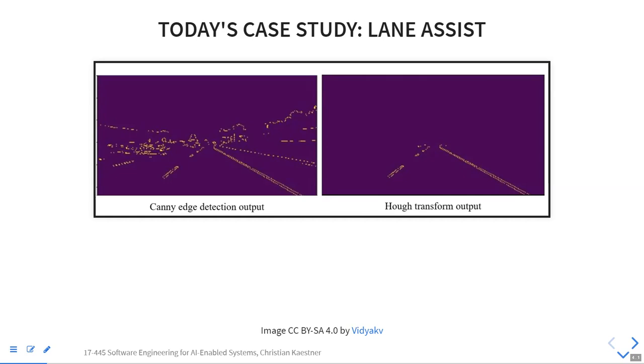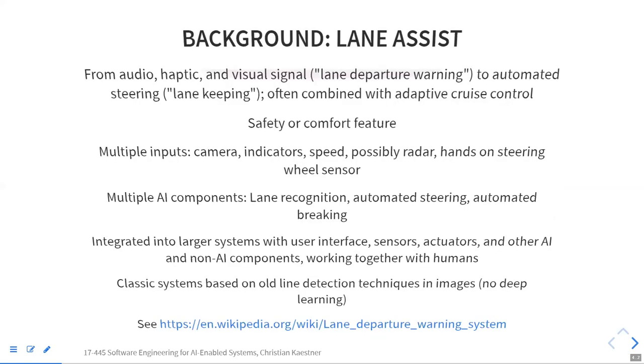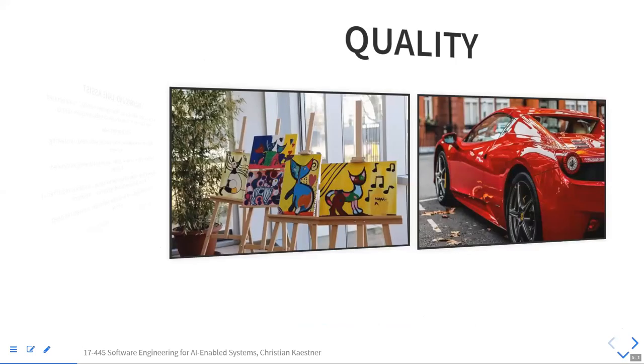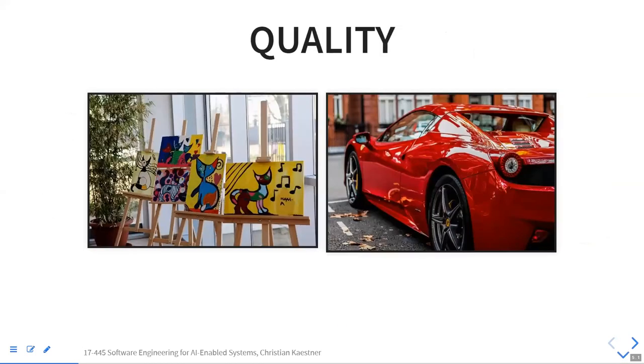And more recently, the more recent systems use a lot of deep neural networks and machine learning, where they're trained on a bunch of images and they try to detect those lines. So there's a bunch of these systems around. We want to talk about them a little bit later, right? Often they're integrated in a bunch of other things. So there's not just one machine learning component: there's one for the vision system, there's probably one that does the steering, there might be one that detects the distance to another car, right?